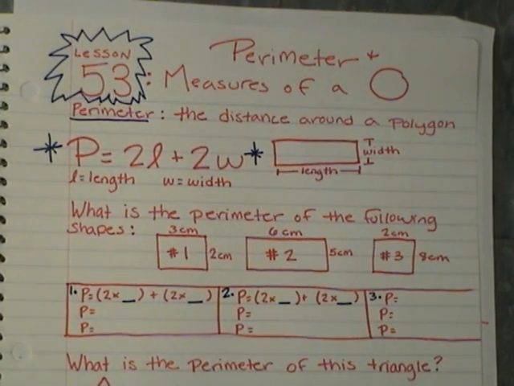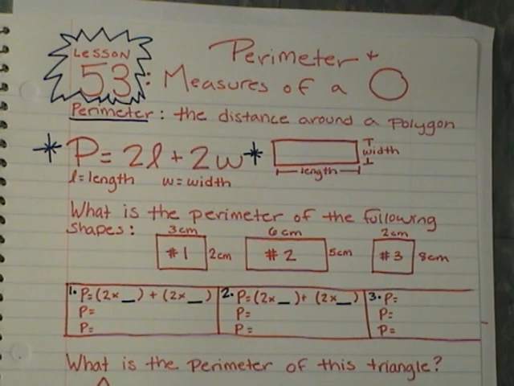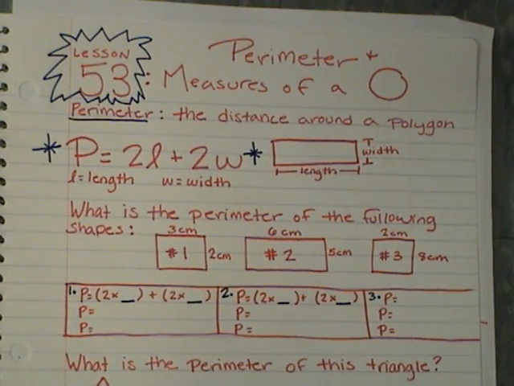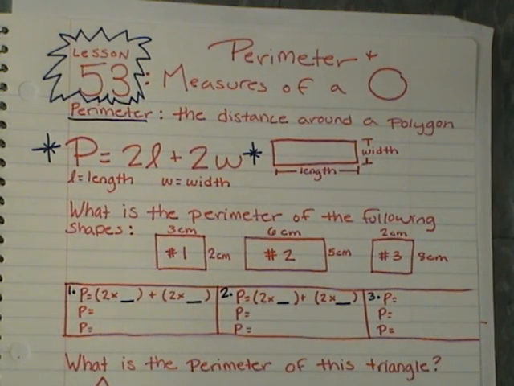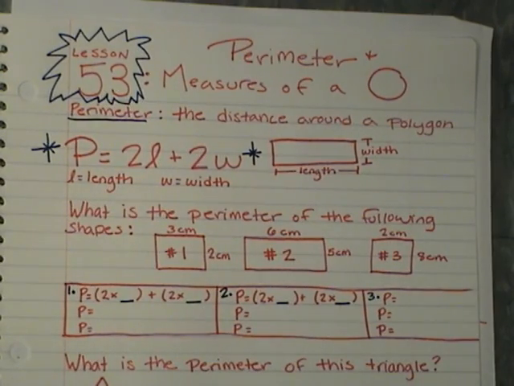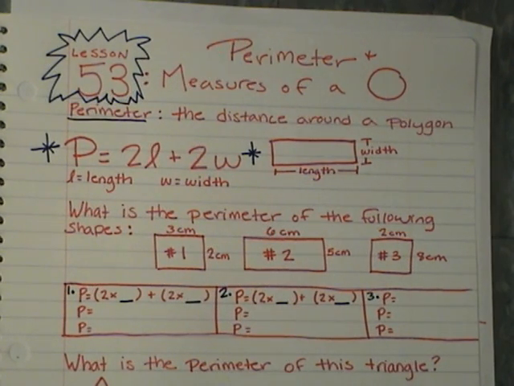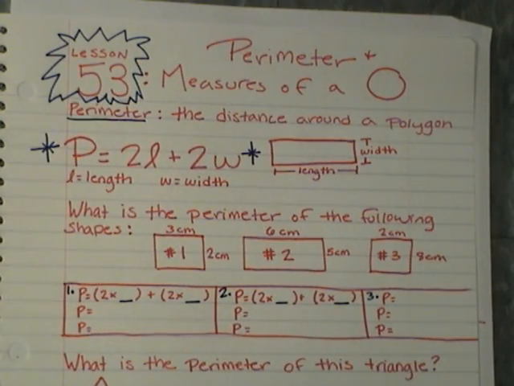Alright, tonight's lesson is lesson 53, and we are learning about perimeter and the measures of a circle. So first, we're going to start with the definition of perimeter, and perimeter means the distance around a polygon. So the perimeter can not only be a rectangle like you see here, or a square, but it could also be a triangle or a circle. You're just trying to find the distance around something, and we're going to measure it.